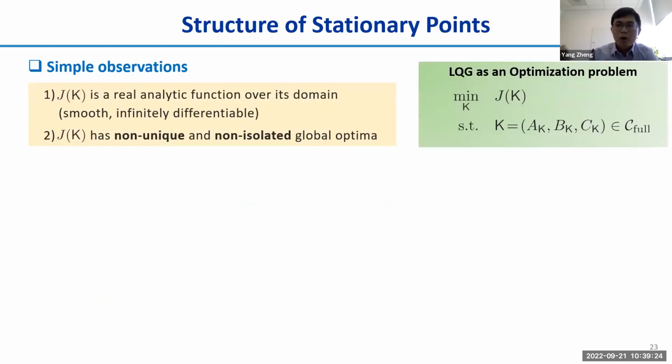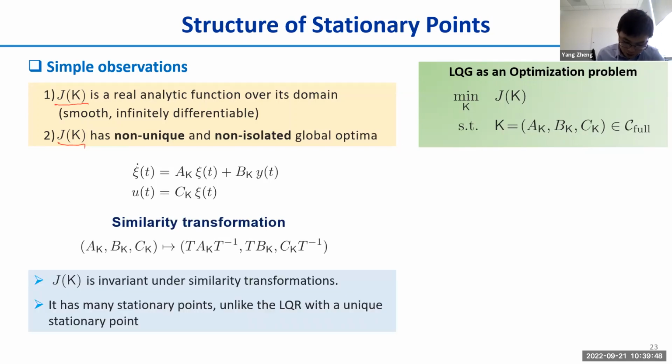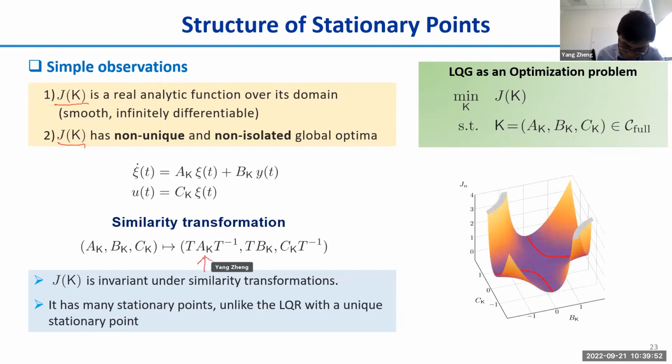So again, we have some simple observations. This function, first of all, is a real analytic function over its domain. This is very smooth. You can take any derivative. It's infinitely differentiable. And this cost function has a non-unique, non-isolated global optimum. Again, this is the result of similarity transformation. Suppose you have one global optimum point, AK, BK, CK, then you can introduce a class of optimum points. Basically, this defines a class of optimum points, and all the points on this curve will be globally optimum. This function has a very rich symmetry structure defined by this similarity transformation.